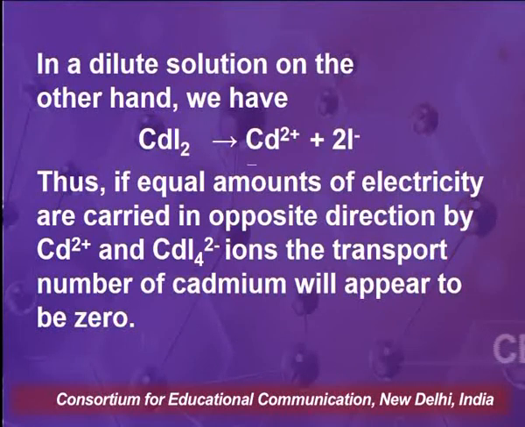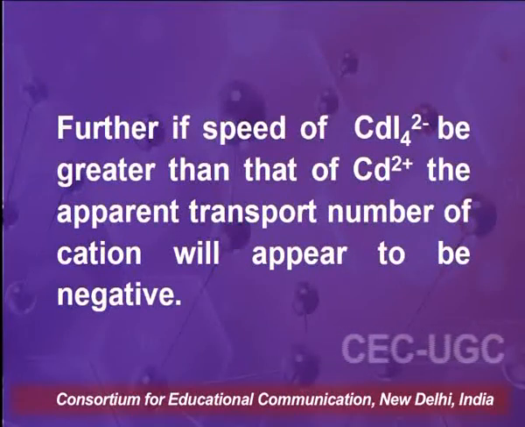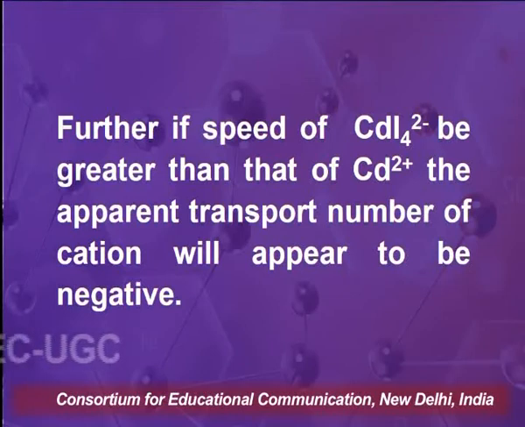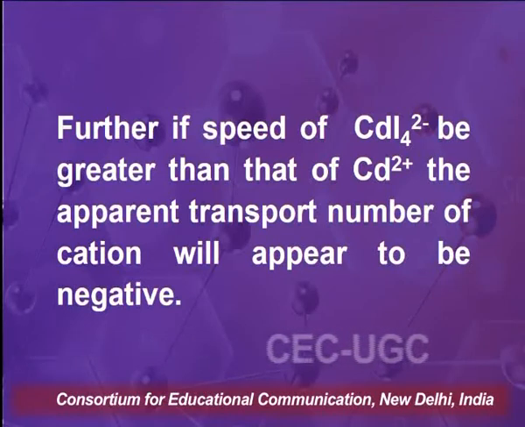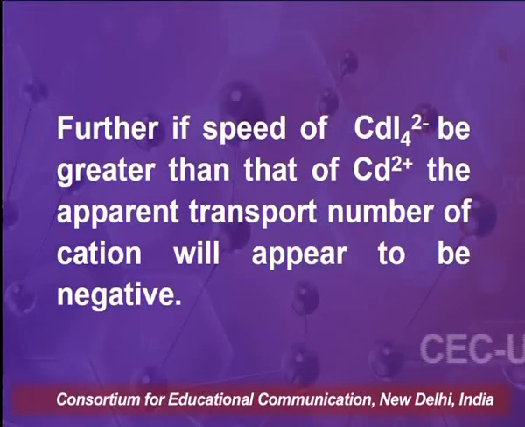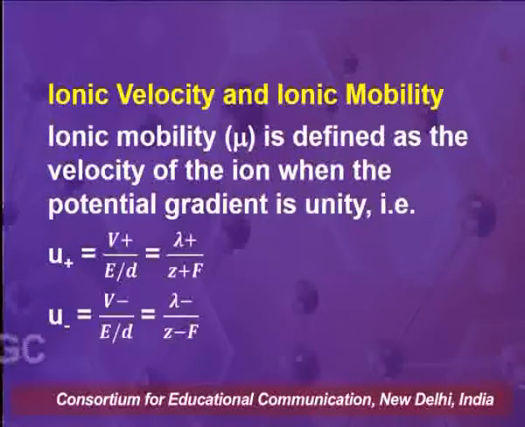Thus, if equal amounts of electricity are carried in opposite directions by Cd2+ and CdI4 2- ions, the transport number of cadmium will appear to be 0. Further, if the speed of CdI4 2- is greater than that of Cd2+ ions, the apparent transport number of the cation will appear to be negative.